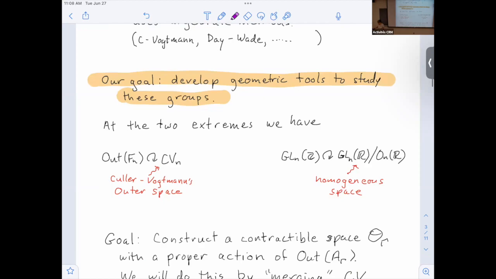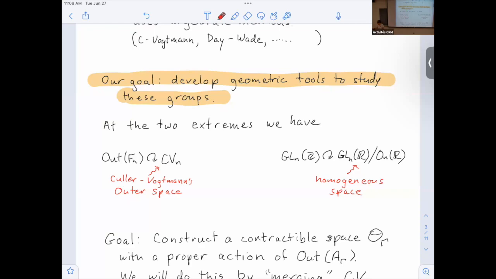At the other end is Culler and Vogtmann's outer space, which was introduced, oh geez, a long time ago now. Anybody remember? 86? Okay, thank you. They defined a space on which Out of the free group, Out(F_n), acts. I will be telling you a little bit about that space if you're not familiar with it, not in a great deal of detail, but I'll explain what it is. That space has been used to study these groups extensively. More recently, people have put metrics on these and studied the dynamics of the actions, classified elements of the group, and done all kinds of interesting things by looking at Out(F_n) and how it acts on outer space.